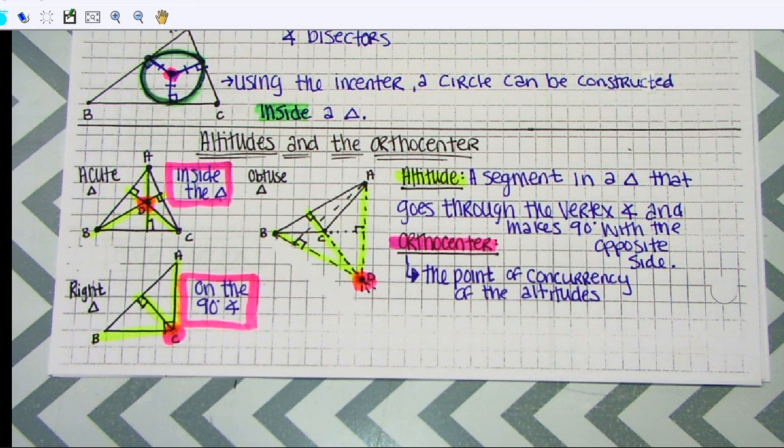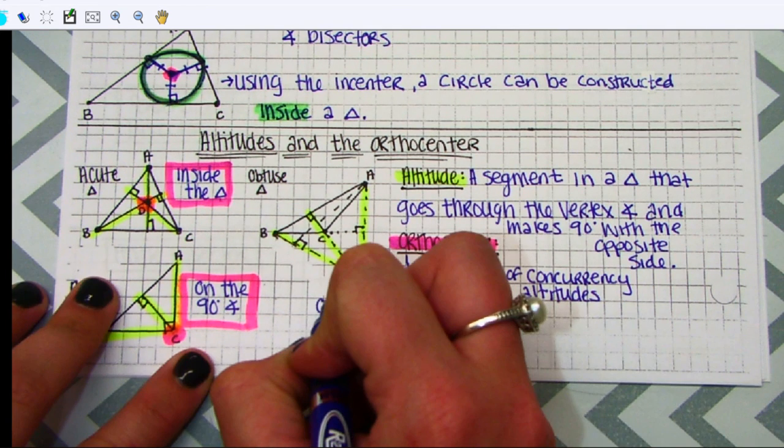No, I did it right. I did it wrong in my old notes. I was just kidding. All right. So if the triangle is obtuse, the orthocenter is outside. So think obtuse starts with an O, outside starts with an O. So this is outside the triangle.